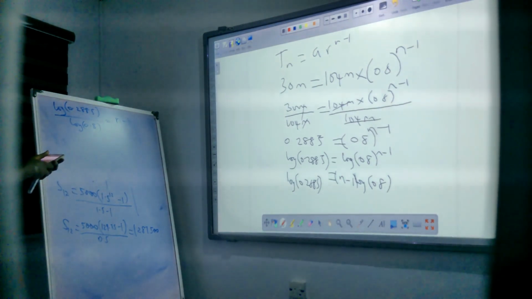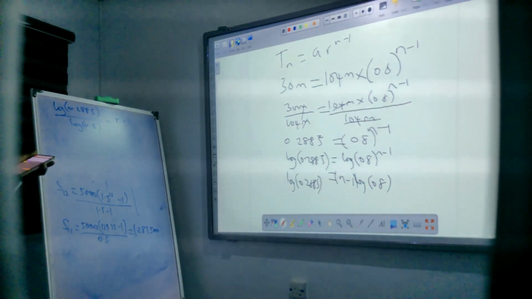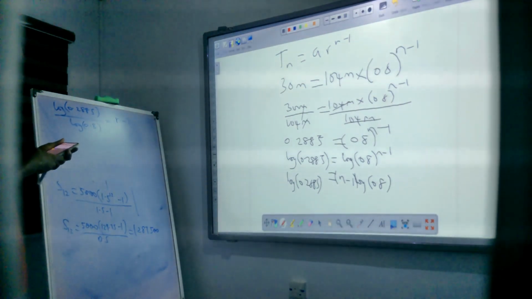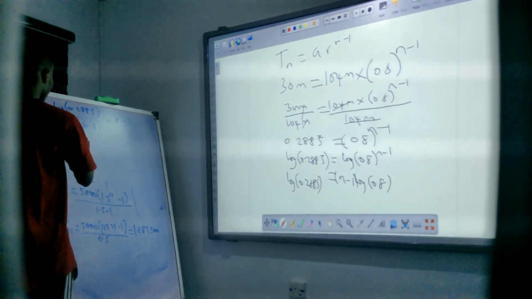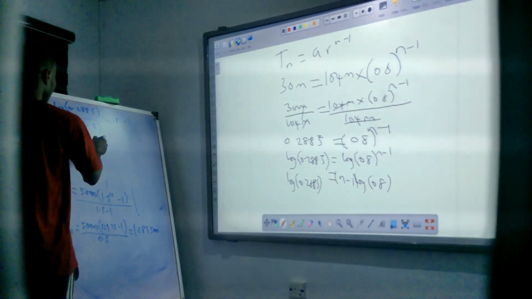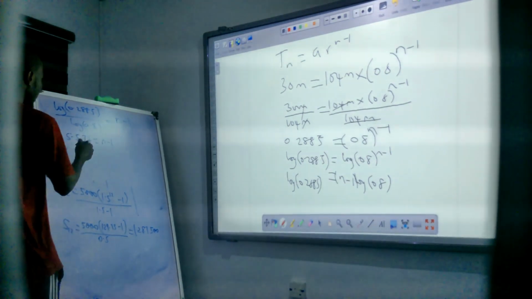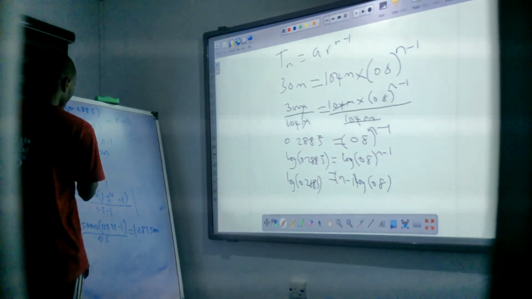So let's divide log 0.2885 by log 0.8. What is that going to give me? You can use a calculator. Log 0.2885, close the bracket. You close the bracket first too. Some of you don't know how to use a calculator. Divided by log 0.8, then close the bracket. That gives me 5.571 equals n minus 1.